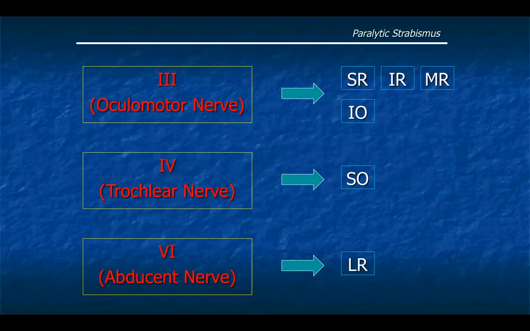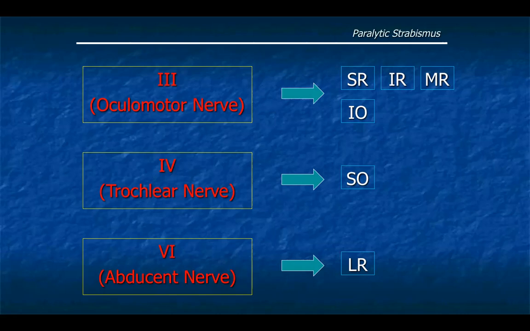As we mentioned earlier, the third nerve supplies the superior rectus, inferior rectus, medial rectus, inferior oblique, and also supplies the levator palpebrae superioris, which opens or elevates the eyelid, and it also supplies two intraocular muscles, which are the ciliary muscle responsible for accommodation and the sphincter pupillae muscle responsible for miosis or constriction of the pupil.